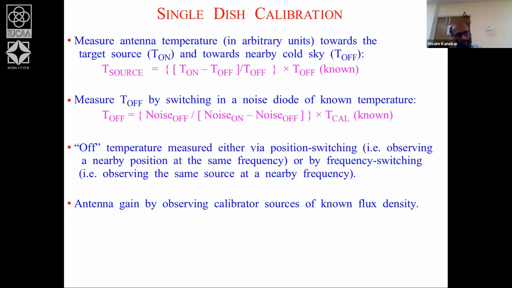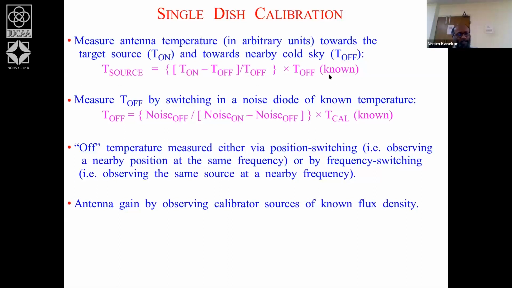The second of these, where you observe the same source but at a different frequency, is called frequency switching. And then what you do is that you simply say that the T source is T on minus T off. T on is basically T sys plus the temperature added by the source, minus T off. So obviously this thing is basically the antenna temperature divided by T off, multiplied by T off. So this is almost a triviality, but the point is that this can be measured. As long as I know the value of T off in Kelvin, then I can determine T source.